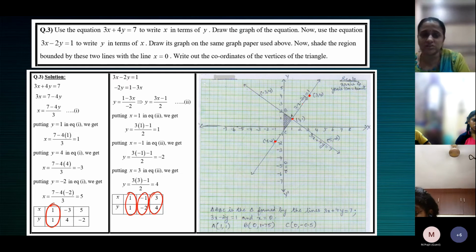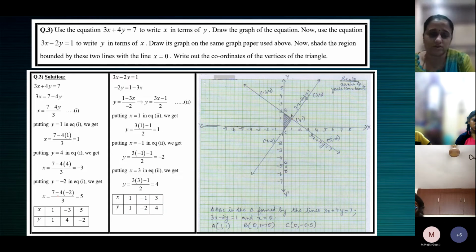I've written the equation on it. See here, 3x minus 2y is equal to 1. And whatever points we plotted, you can see their address here. 1, 1, you write only once. That's enough. You don't have to write it 2 times. So we got now both the lines.